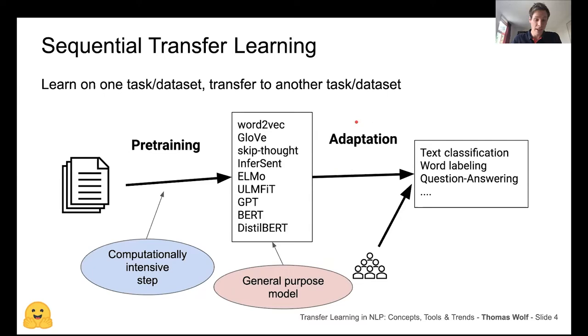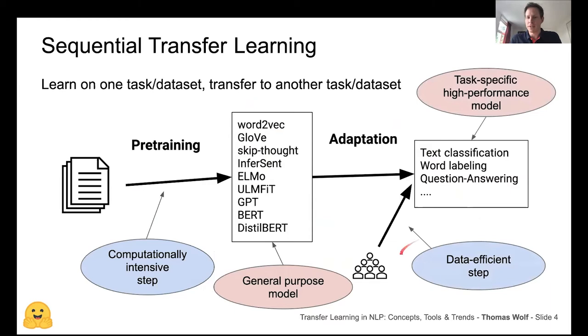Pre-training is a very computationally intensive step in which we try to gather as much data as we can, so we get what we call a general purpose model. You have probably heard about many of these models. Here you can see BERT, GPT, ULMFiT, ELMo, and maybe the first examples were Word2Vec and GloVe word embeddings. The second step, adaptation, is, as I told you, a data efficient step.